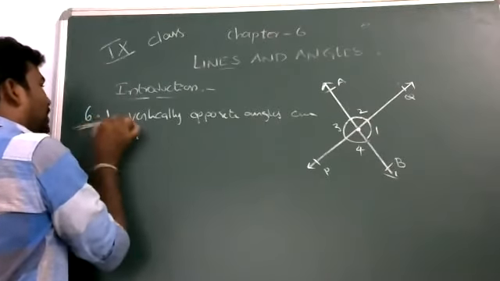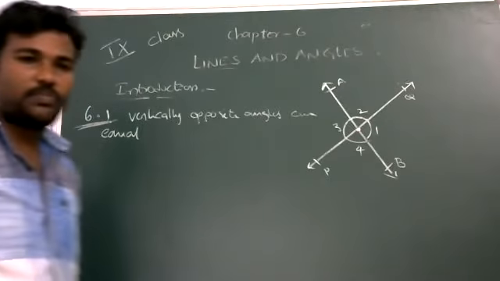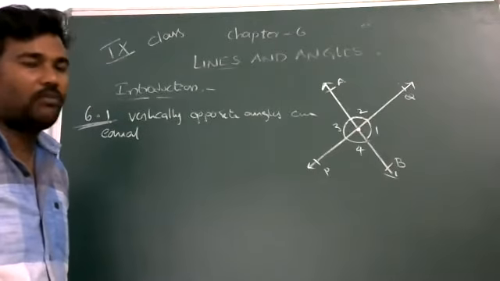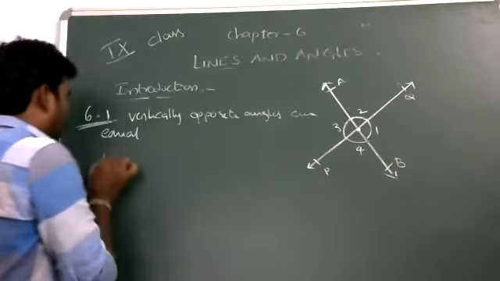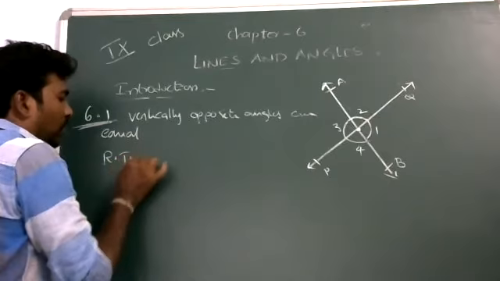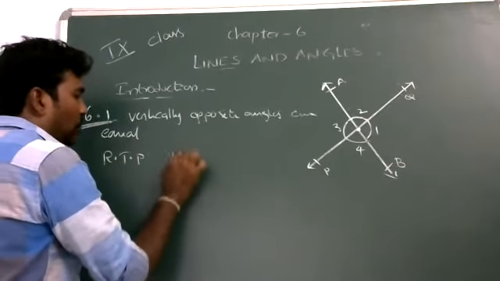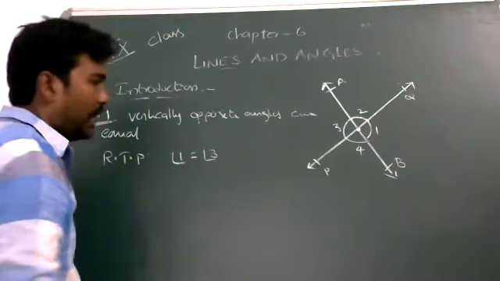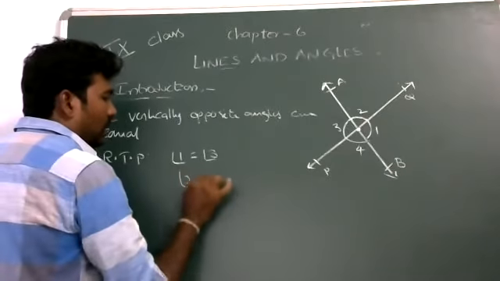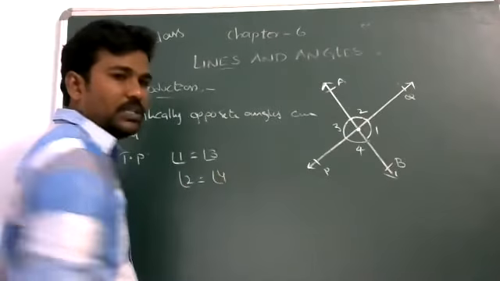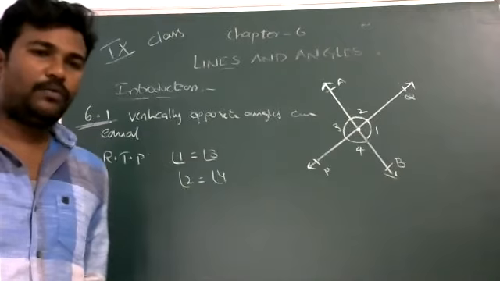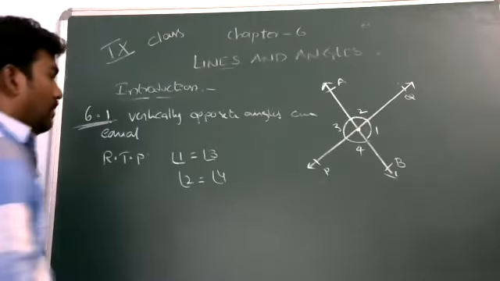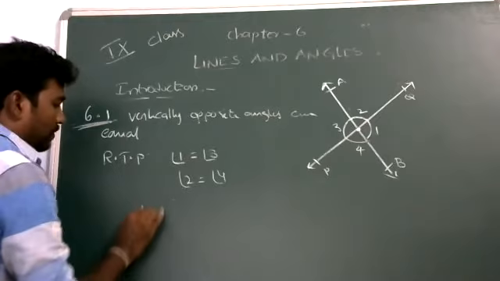This is theorem 6.1: vertically opposite angles are equal. That means, what is required to prove? What we need to prove: angle 1 equals angle 3, and angle 2 equals angle 4. Now we try to prove that angle 1 equals angle 3, which comes to the proof.